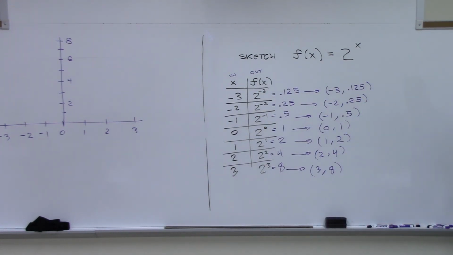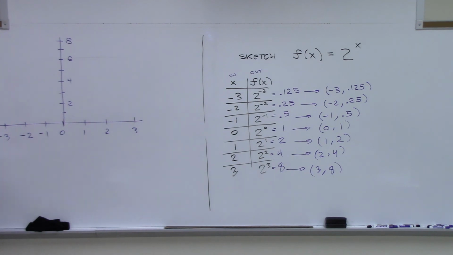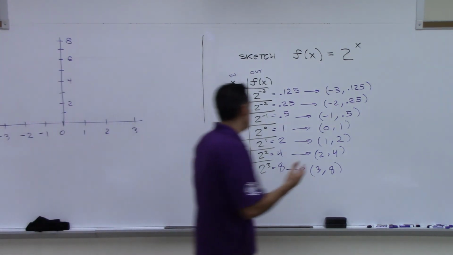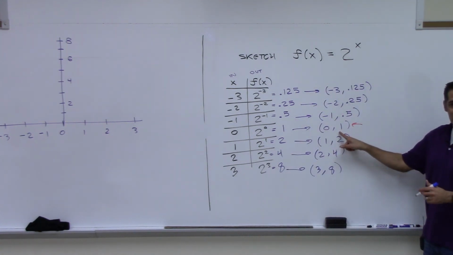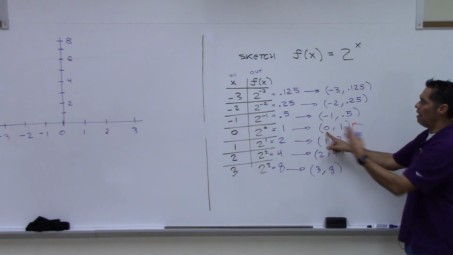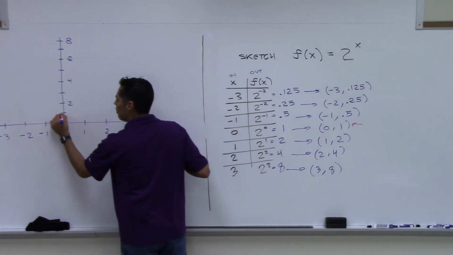So let's do this. When I draw this, I'm actually going to start with the points that I think are easy for me to put on here. Like this one right here is easy, 0, 1, right? That means I don't move left or right, I just go up 1. So that would mean this point right there.